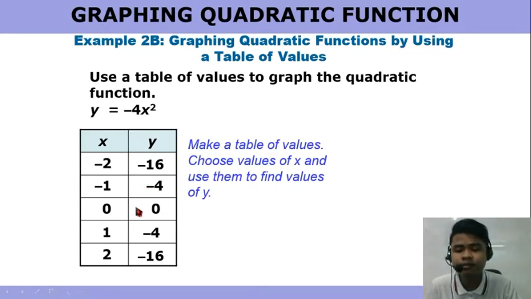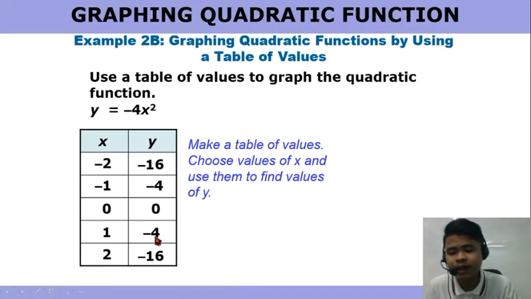The next, bakit naging 0 ang katapat dito sa 0 ng x values? This is because 0 was substituted to x. So, naging negative 4 times 0 squared siya. So, 0 squared is equal to 0. Negative 4 times 0 is equal to 0. That's why y is equal to 0.